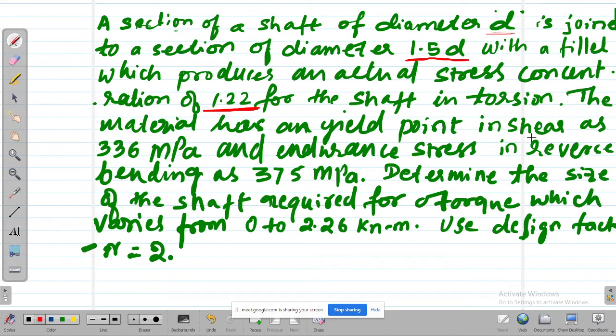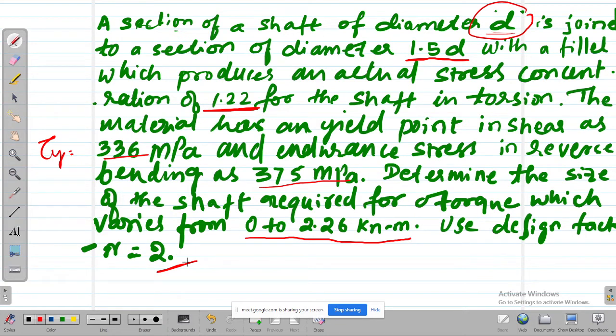So, the material has a yield shear stress, tau y, of 336 megapascal and endurance stress in bending of 375 megapascal. Now you need to find out diameter d. This shaft is used to transmit the torque from 0 to 2.26 kilonewton meter. Now, consider design factor, that is factor of safety, as 2.